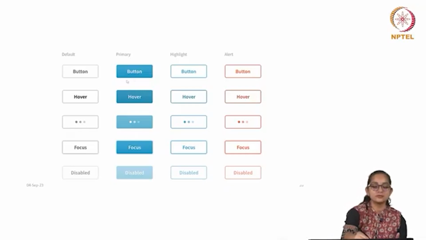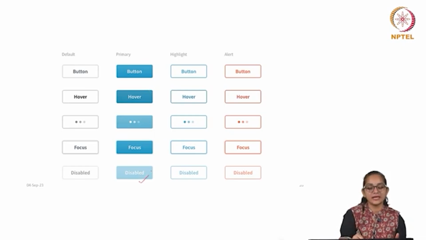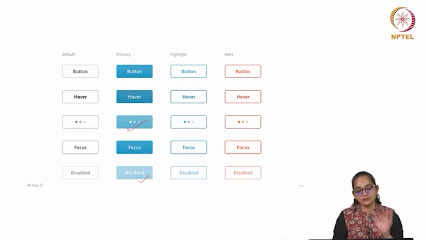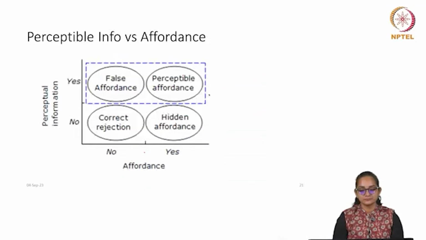So this is the default state, if you hover then it becomes darker, if it is disabled, it becomes lighter. If there is some loading text, then it becomes like this. If you click or focus, then it becomes even darker and seems as if it is pressed inside.